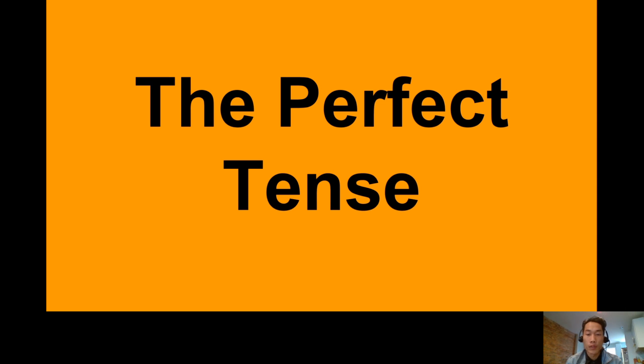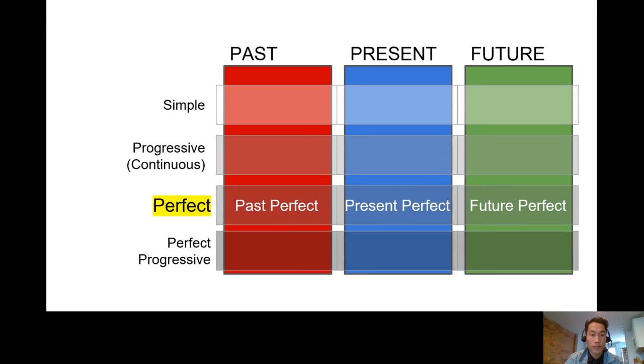So I constantly get questions about the perfect tense. So our first verb tense that we will focus on will be the perfect tense. Like we mentioned before, there are three main categories of verbs in the English language: the past tense, the present tense, and the future tense. And within each of those categories, you have four subcategories: the simple, the progressive, the perfect, and the perfect progressive. So in this video, we will just be talking about the perfect tense verbs.